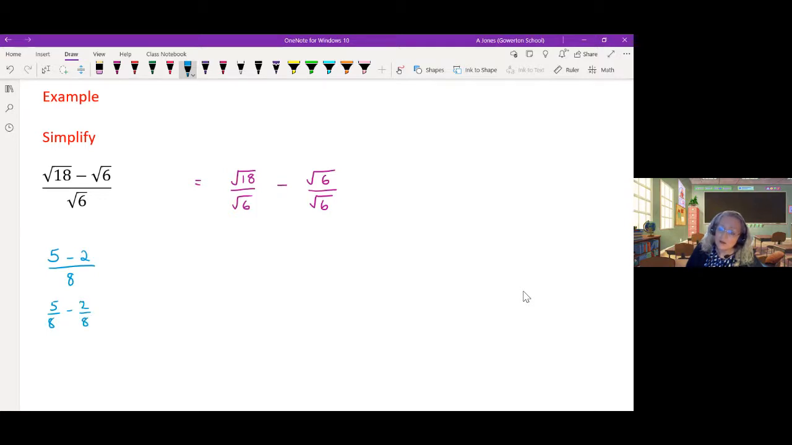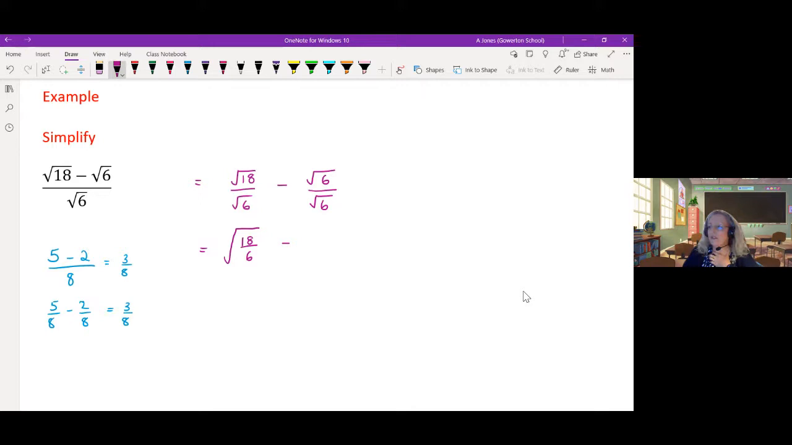So the answer to this would be 3/8, and the answer to this would also be 3/8. So I'm applying the rules of fractions to this. Now, with the rules of fractions then, I'm going to go into putting these into the single square root. So this one becomes the square root of 18 divided by 6. Subtract. Now look at this one.